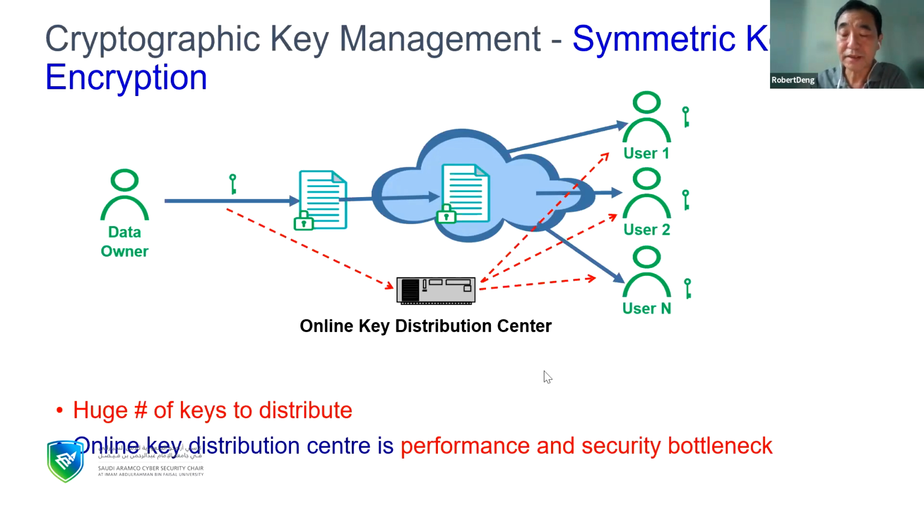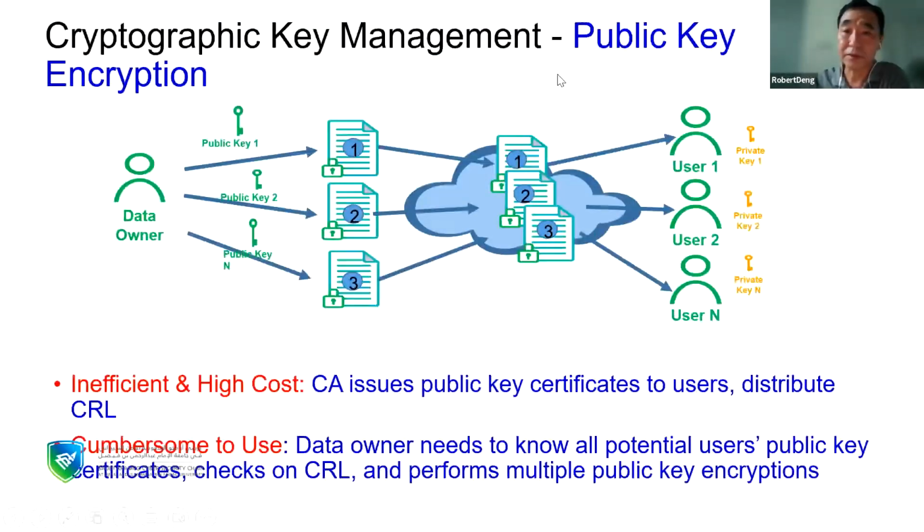The other approach for cryptographic key management is public key encryption. As we know, each user will have a key pair. For example, Alice will have a public key and a private key. The public key is certified. The certification authority will issue a public key certificate to Alice, right? So once Bob knows the public key certificate of Alice, Bob can use Alice's public key to do encryption, to send ciphertext to Alice. Alice can decrypt.